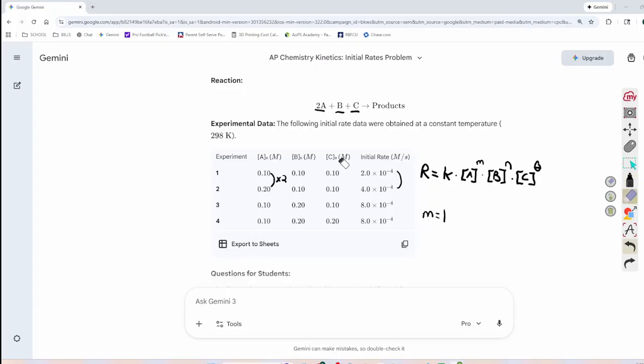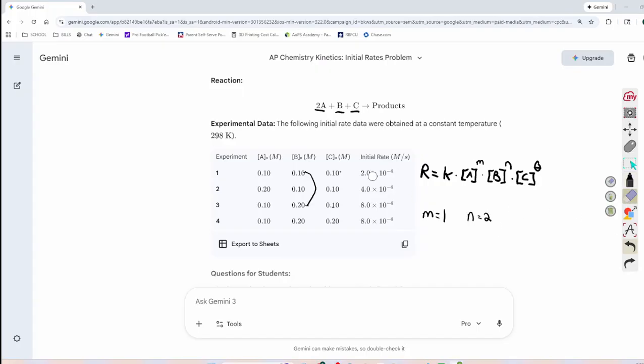Whereas, let's look at B. Let's find two where B changes, but the others stay the same. So if we look at 1 and 3, these two stay the same, so we can use that. Here, when B doubles, the rate quadruples. So N would be equal to 2.